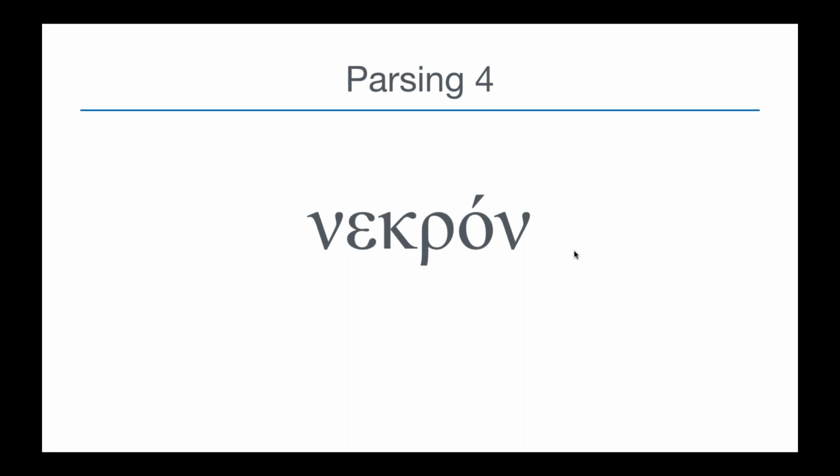And the word is nekros, which is the lexical, which means dead. So the inflected meaning would be dead. And as was pointed out, you can use this word as a substantive and it means like a corpse or a dead body.